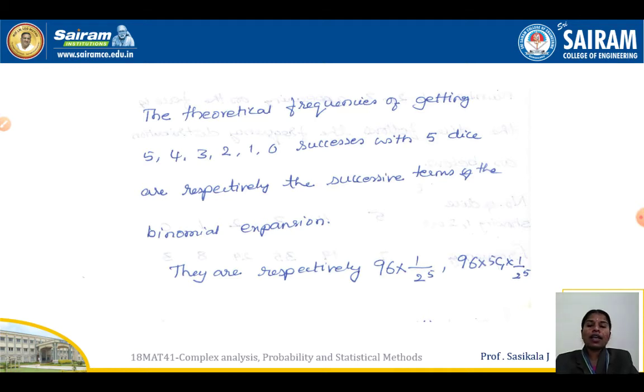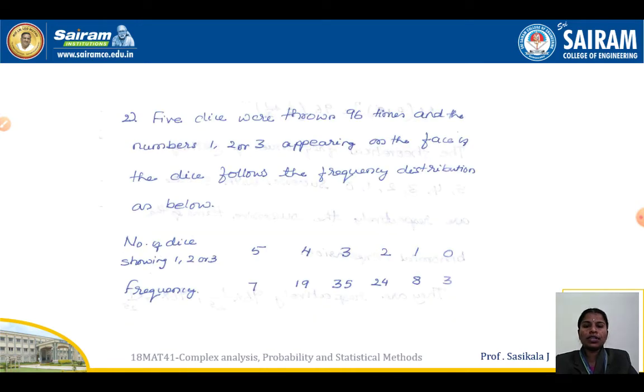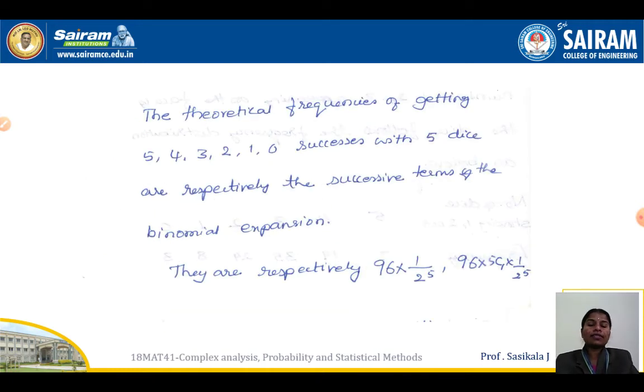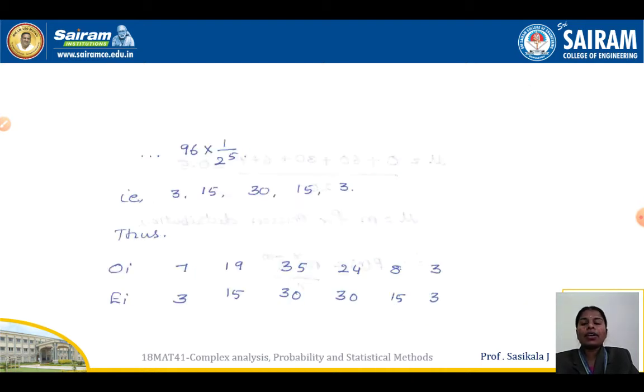But the experiment has been done, as the question says, by throwing the dice 96 times. So we have 96 into P(x). After calculating, I get 96 into (1/2)^5, 96 into 5C1 into (1/2)^5, and so on up to 96 into (1/2)^5, giving the expansion. The expected frequencies are 3, 15, 30, 30, 15, 3. Thus I get Oi and Ei, that is, the observed and expected frequencies.